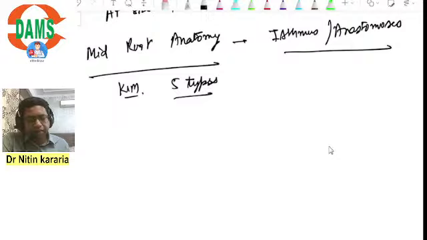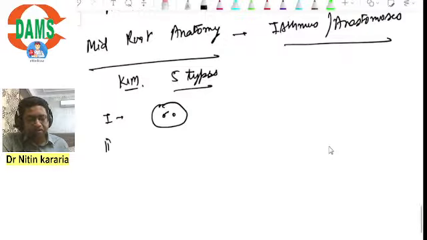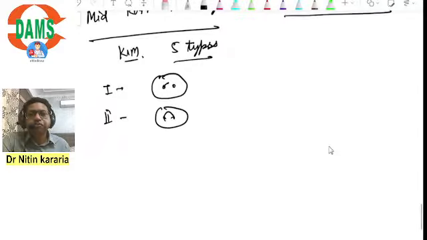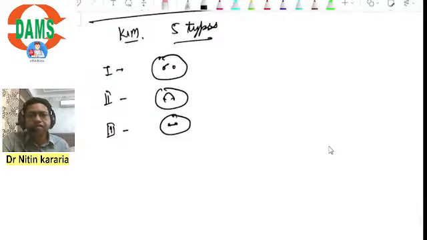Okay, type 1 isthmus is represented as an incomplete connection between two canals. Type 2 isthmus is a well-defined and complete connection between two canals. Type 3 is a very short but complete connection between two canals.